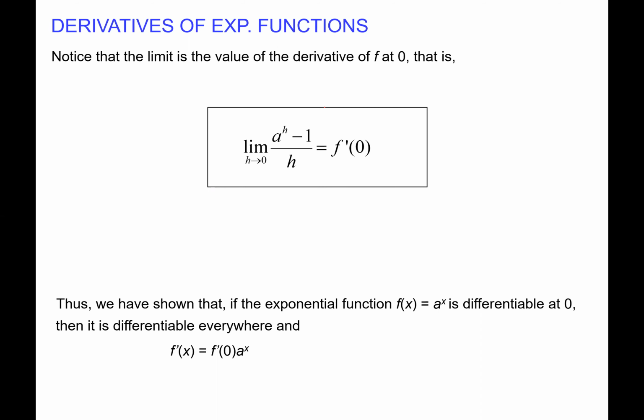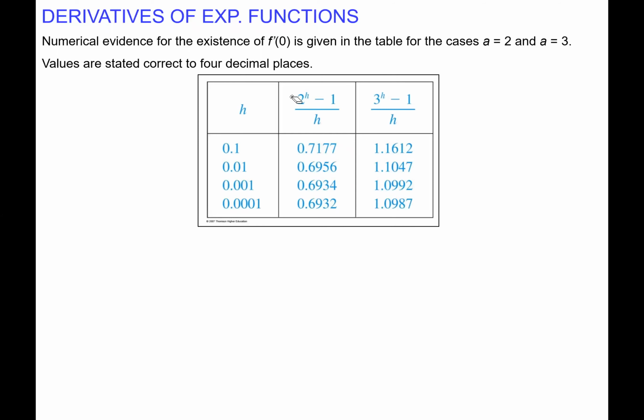I will take two functions, like instead of a, I will put 2 to the x, and I will take 3 to the x, just to see what happens. That means taking the functions 2 to the x and 3 to the x, that's the above limit. And evaluating with respect to h, we know that h goes to 0. H is almost 0, but almost 0 means that the values are getting closer to 0: 0.1, 0.01, 0.001, 0.0001.